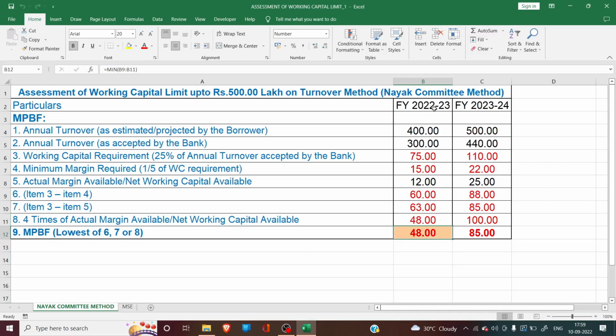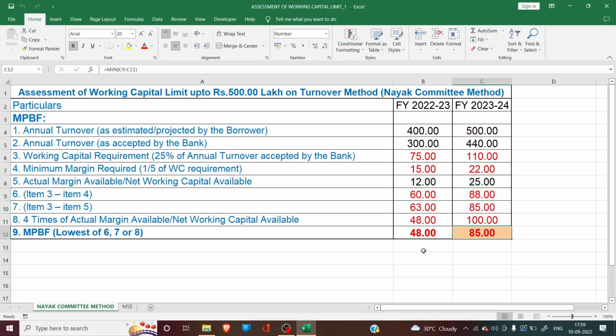So for financial year 22-23 it comes to 48 lakhs because the customer has margin availability of 12 lakhs only, which is lower than the minimum margin required. So MPBF would be restricted to 4 times of this actual margin available, and that would come to 48 lakhs only. For 23-24, minimum margin required is 22 lakhs, but the customer has margin availability of 25 lakhs. That is more than the minimum margin required. In that case, MPBF would be reduced to 85 lakhs against the ideal situation of 88 lakhs.